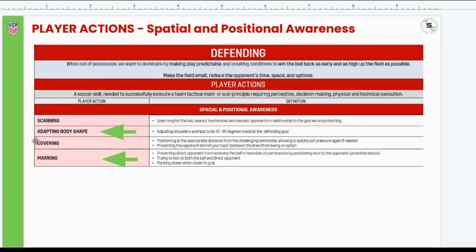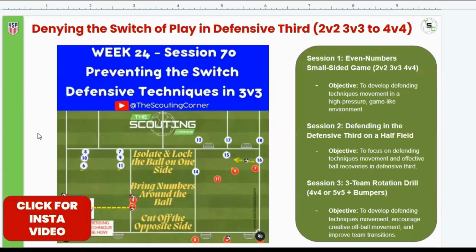Your body shape, obviously, you want to push the attackers away from your goal to the outside. So adjusting your shoulders and hips. There's the 45-degree shuffling, jogging, surfing. Some coaches refer to that as that.